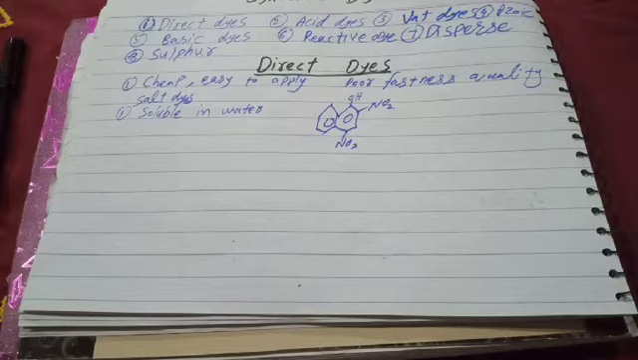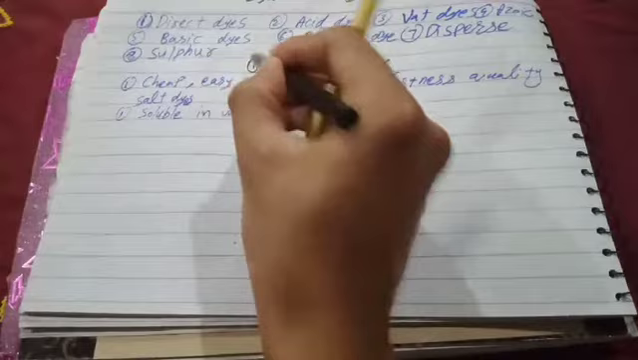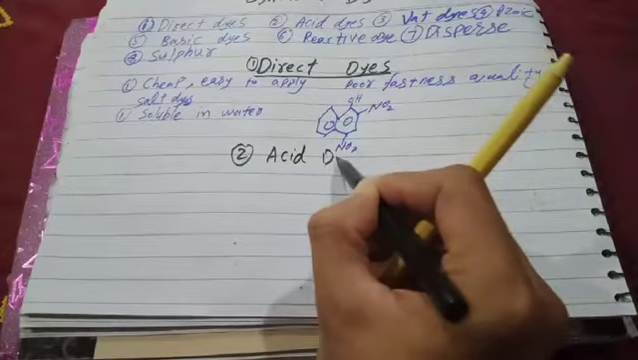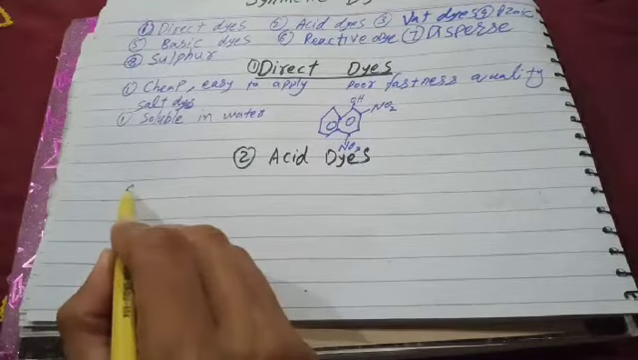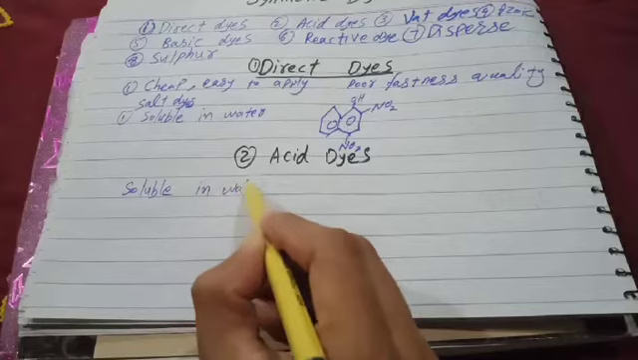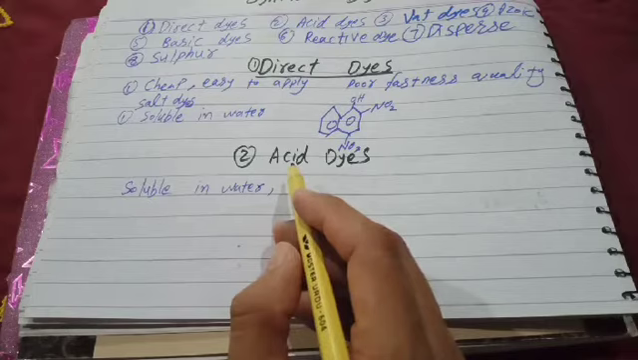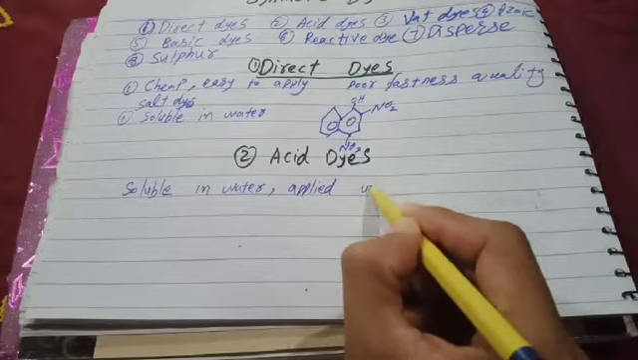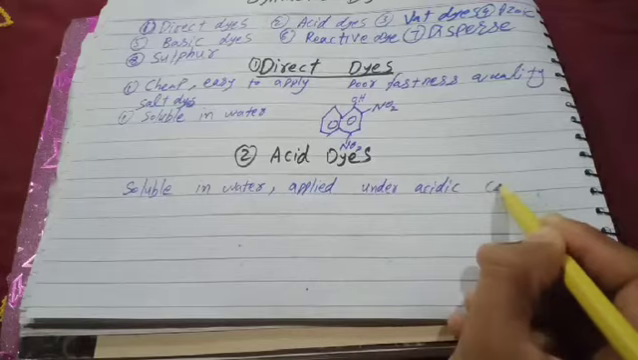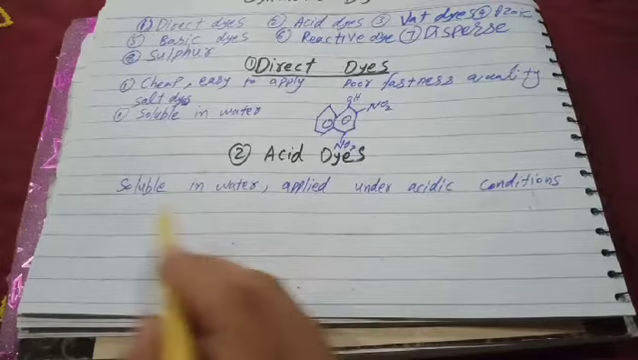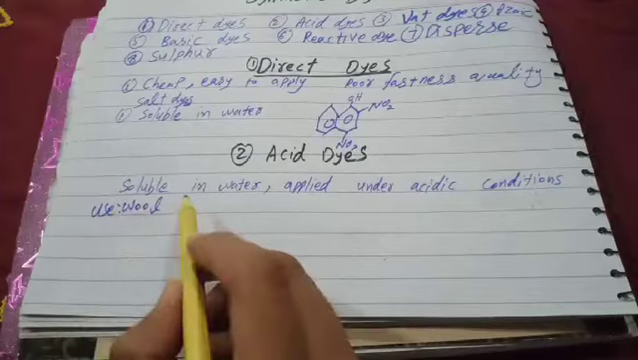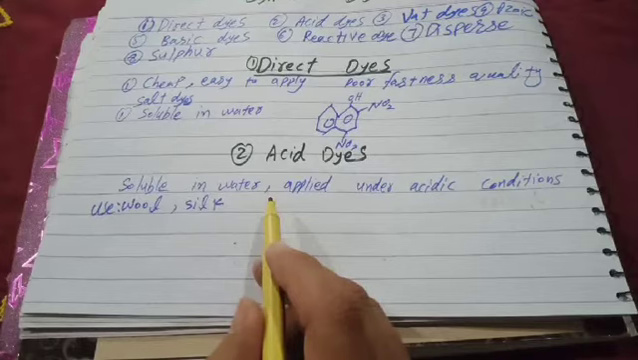Now we discuss the acid dyes. Acid dyes are soluble in water, like dissolves like, and are applied under acidic conditions. The acid dyestuff is mostly used for wool, silk, and to a lesser extent nylon and acrylic fibers.